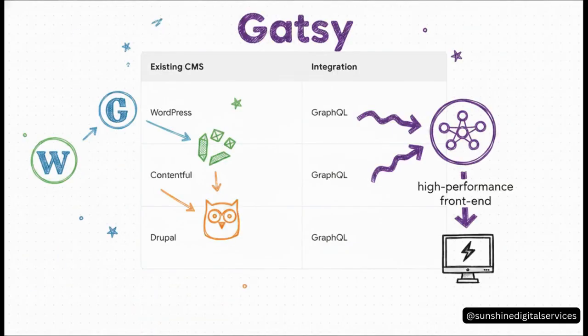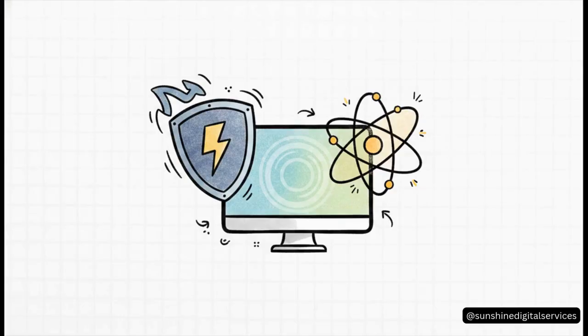Now, you might be wondering, do we have to completely ditch our current content management system to use this? And the answer is a resounding no. Whether your writers are super comfortable in a traditional CMS like WordPress or Drupal, or maybe you use a modern headless option like Contentful, Gatsby seamlessly integrates with all of them via GraphQL. You get to keep your existing content workflow while completely upgrading your front-end performance. It's a win-win.